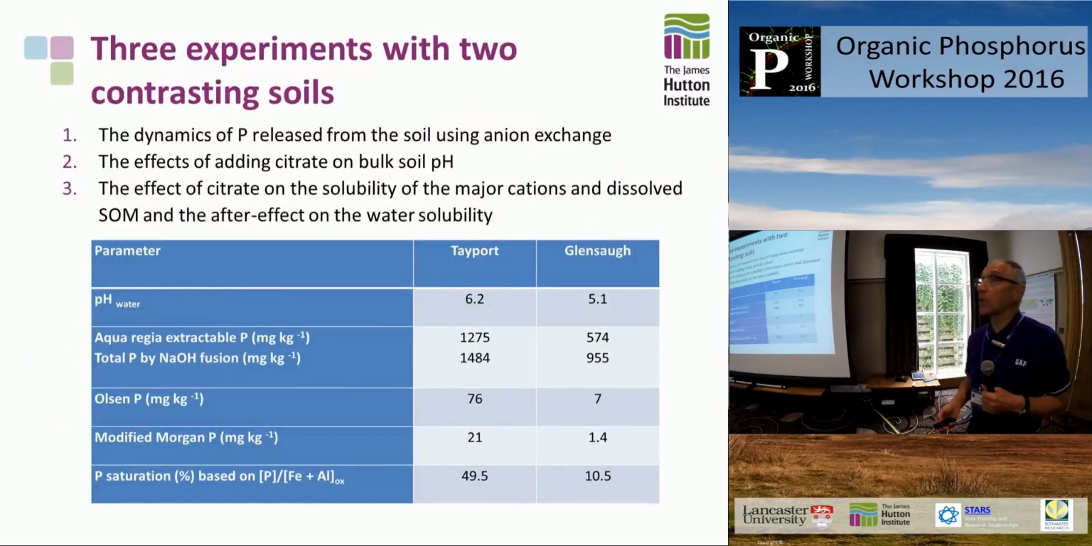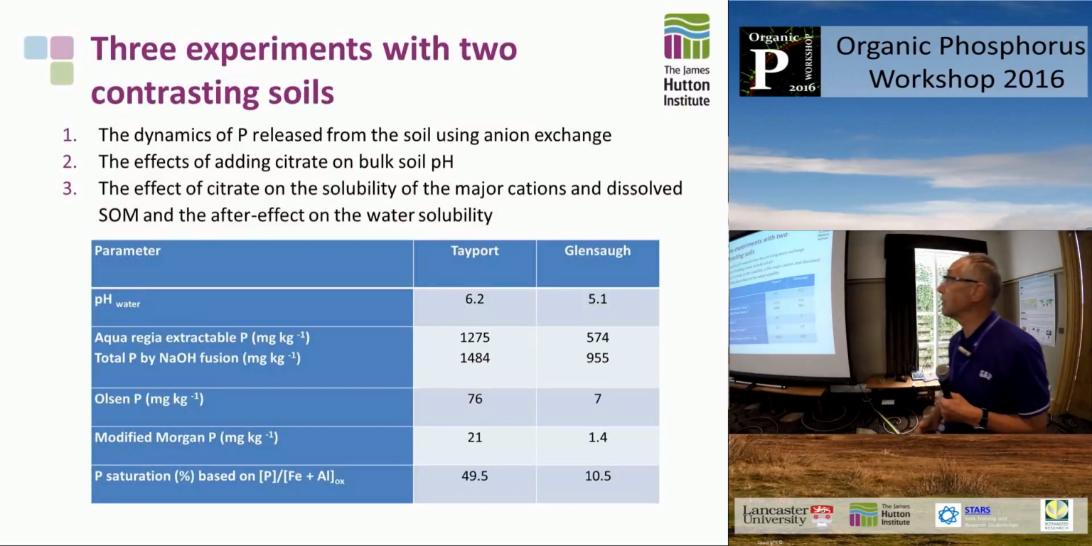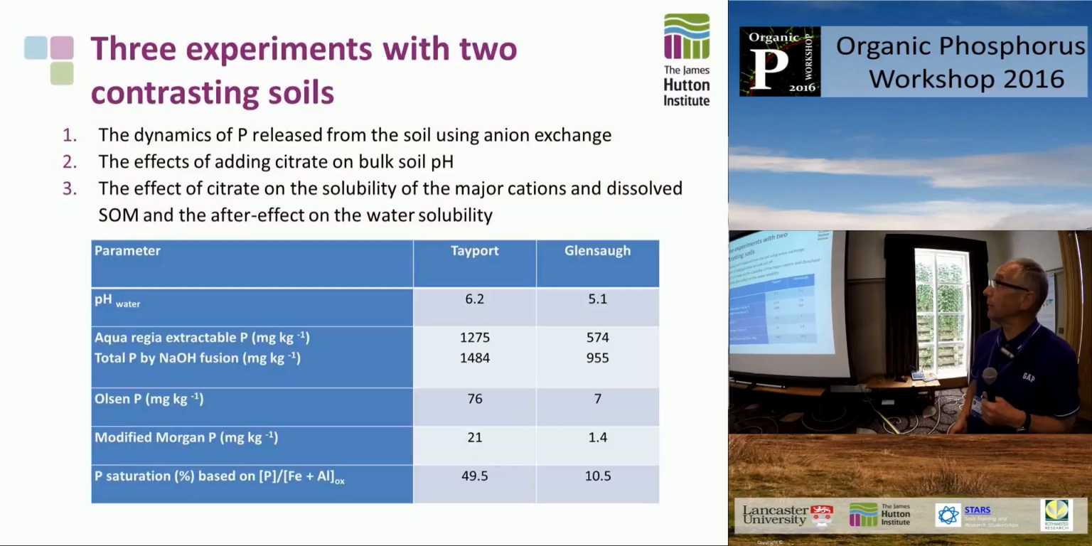And we did 3 experiments. The first one was to look at the dynamics of release of P using simple ion exchange resins. The second one was just the effect of citrate in changing the soil pH. And the third one was really the last mechanism I talked about there, the effect of using citric acid to remove the stabilizing aluminium, iron, or calcium that's holding the organic matter together, and how that might affect subsequent water solubility.